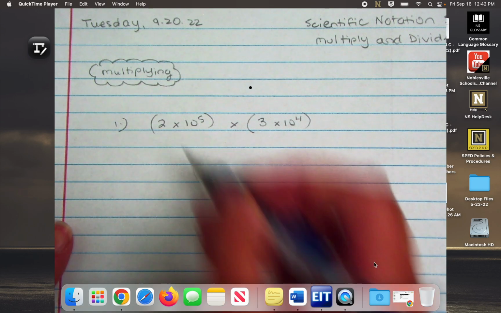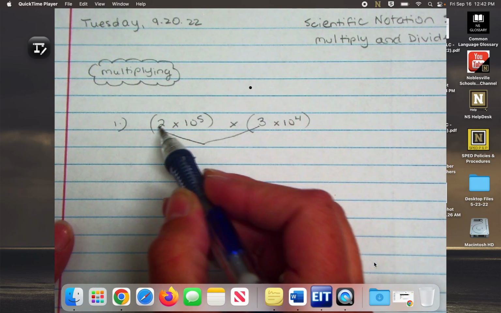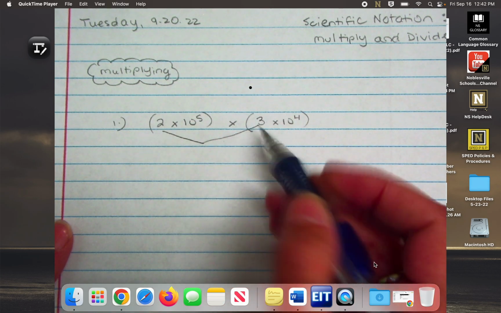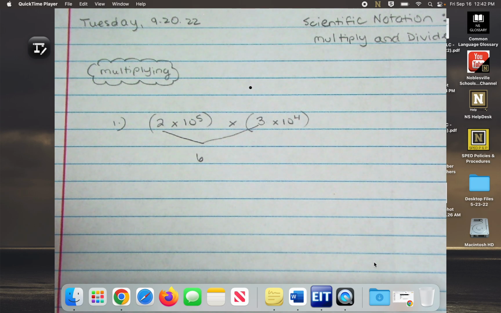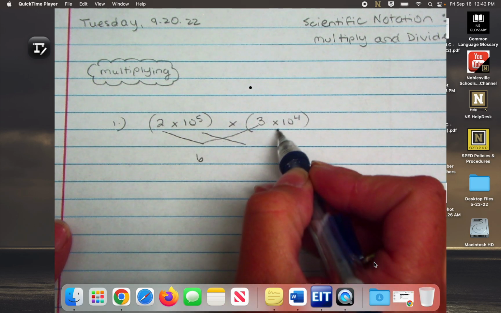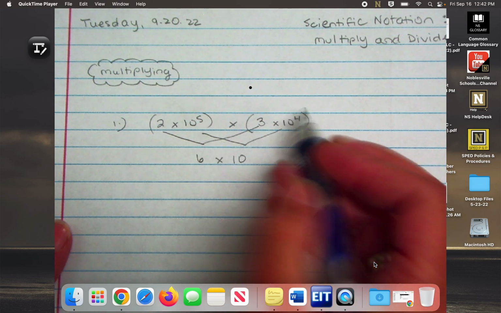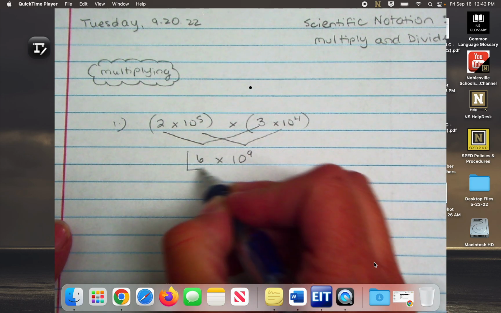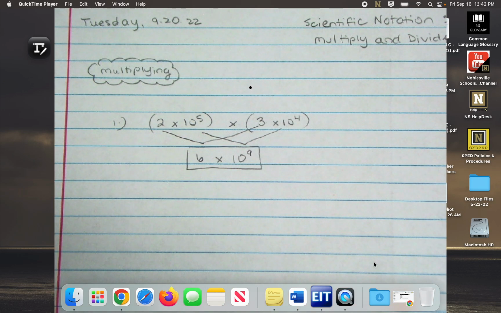I'm going to take the first two things in front of the first parts of scientific notation. I'm going to multiply them and I'm going to get 6. And then I'm going to take the 10 to the 5th times 10 to the 4th. And because that means I add the exponents, I'm going to get a 9. Ta-da! Multiplying scientific notation. That's it. It's boringly easy.